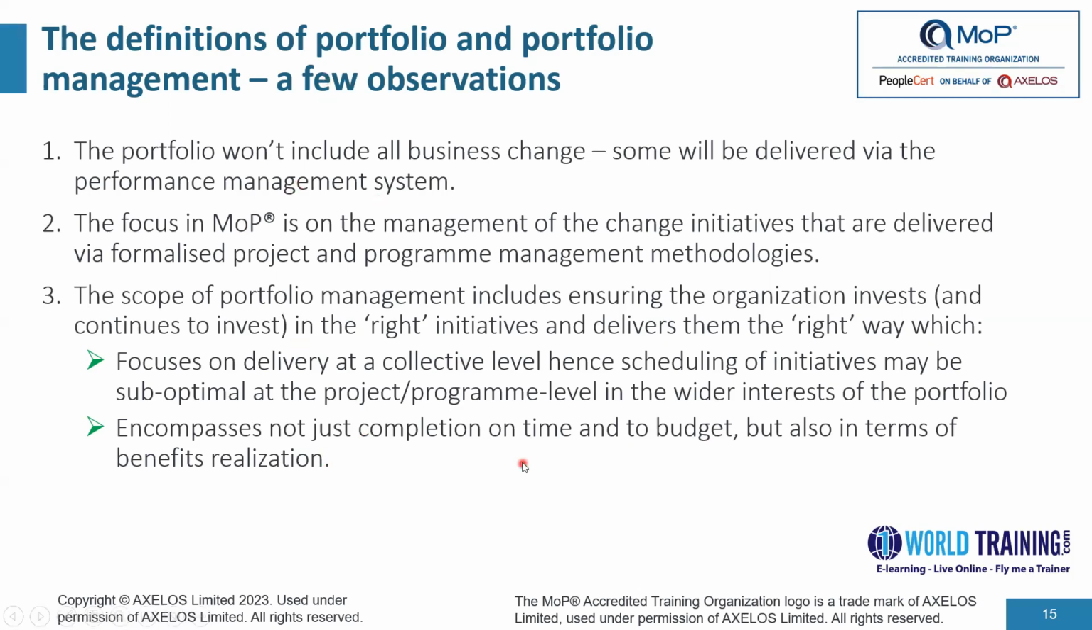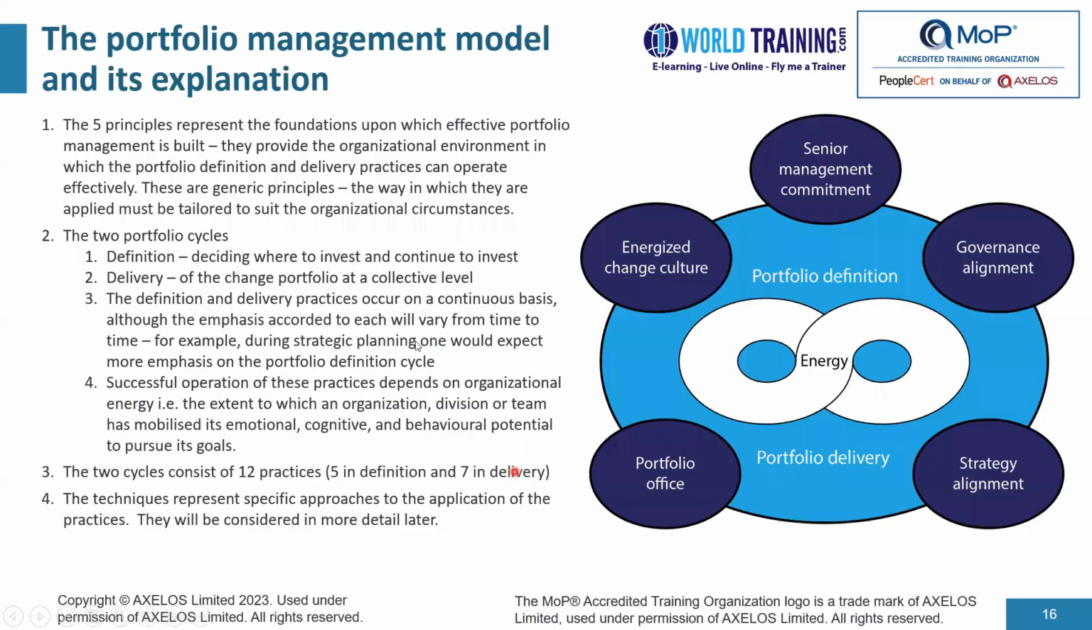Let me take you now to the concept of the portfolio management model and a bit of explanation. So on the right side of your screen, you see a couple of cycles. One is called the portfolio definition cycle, and the other one is a portfolio delivery cycle. And right around this oval shape are the 5 principles of MoP. Let me take you through the content of this particular slide. The 5 principles represent the foundations upon which effective portfolio management is built. The 5 principles are senior management commitment, governance alignment, strategy alignment, portfolio office, and energized change culture.